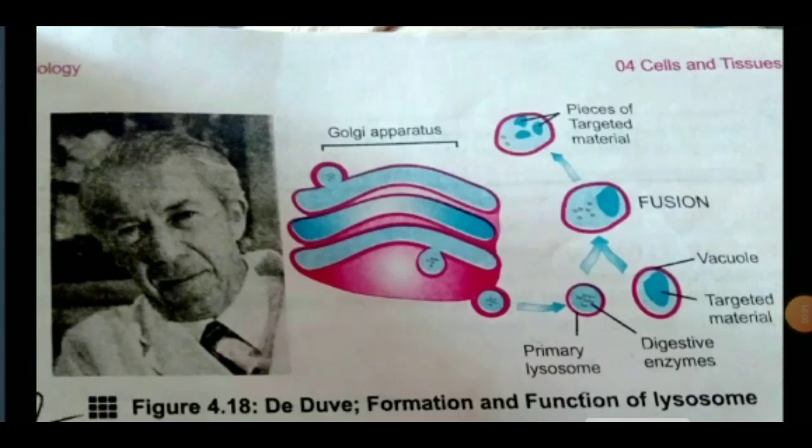Our next cell organelle is lysosome on page number 64. Lysosome was discovered by Christian René de Duve. They have only one layer. They contain digestive enzymes and it is involved in breakdown of food and waste material in cell. How does it function? Lysosome combines with vacuole having target material, then the digestive enzymes break the target material.